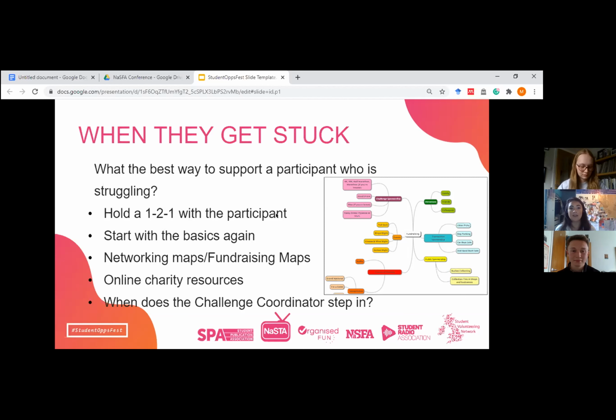So within the meetings, I would start with the very basics with them. I would create networking maps and fundraising maps to show them all the ways that they can be fundraising. For those of you that don't know, a networking map is a kind of mind map that shows you every single person that you come into contact with on a semi-regular basis.